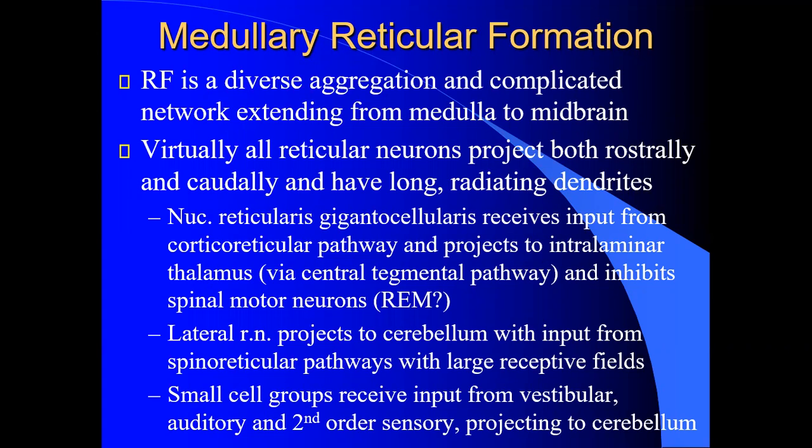Because during REM sleep, we're all paralyzed. So how do you do that? Any function that occurs has to have a piece of the nervous system that does it. So there has to be a system for paralyzing us during REM sleep. This is it. The lateral reticular nucleus projects to the cerebellum and has input from spinal reticular pathways with large receptive fields. And then you have small cell groups that get vestibular and auditory information that are going to project to the cerebellum.